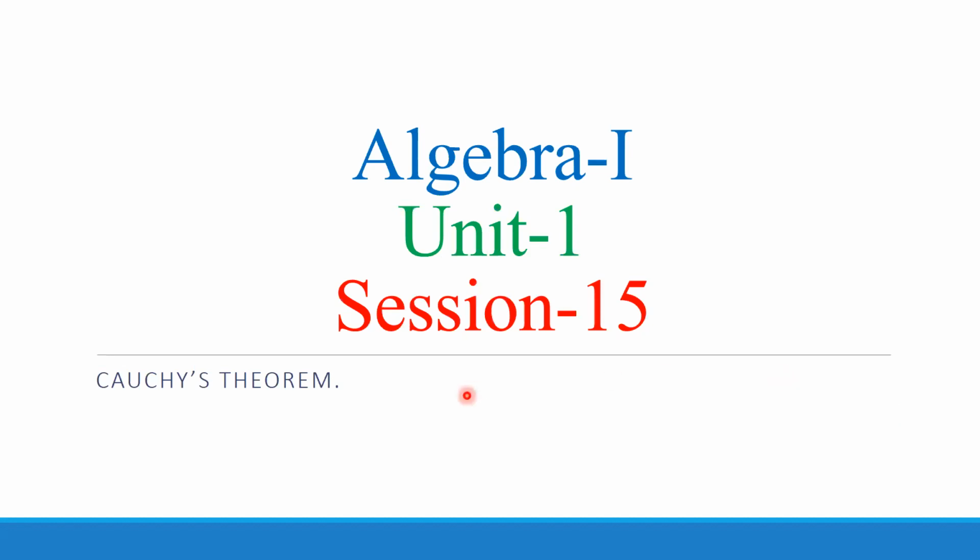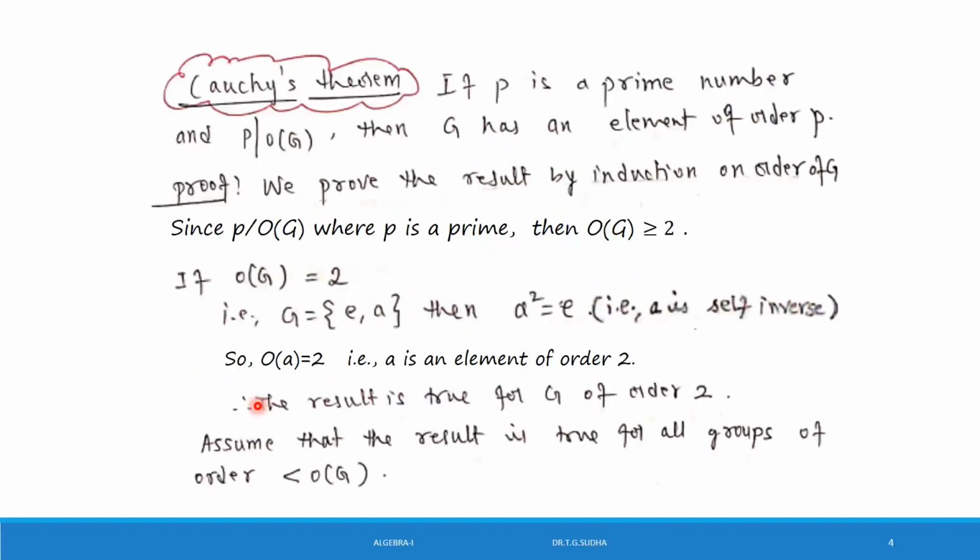In this session, we are going to state and prove Cauchy's theorem. So the statement of Cauchy's theorem goes like this. If P is a prime number and P divides the order of G, then G has an element of order P. So if a prime number divides the order of the group, then we must show that there is an element of order P in G.